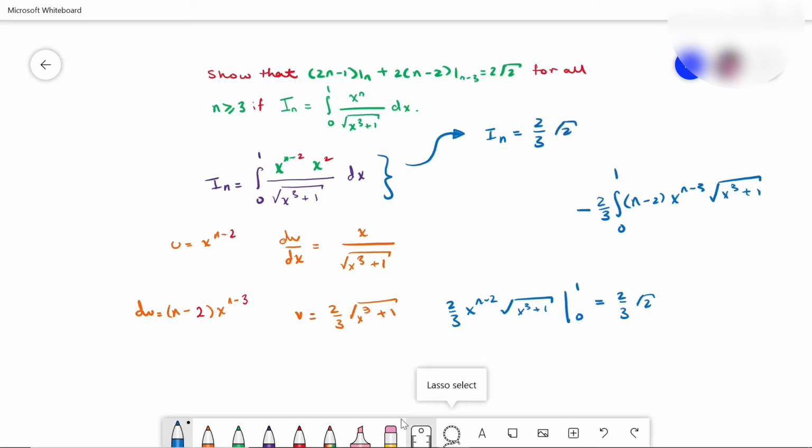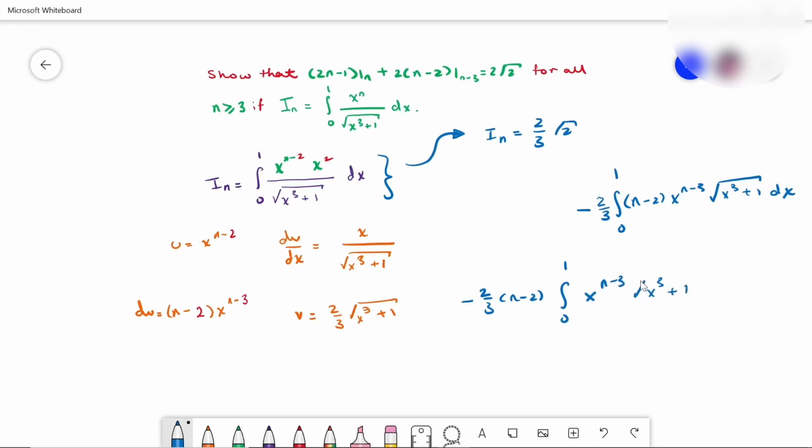So now for this other integral here. What I want to do is get rid of the n minus 2. Sorry, there's meant to be a dx there. So I'm going to get rid of the n minus 2, take it outside. It's going to be the integral from 0 to 1 of x to the n minus 3 times the square root of x cubed plus 1 dx.